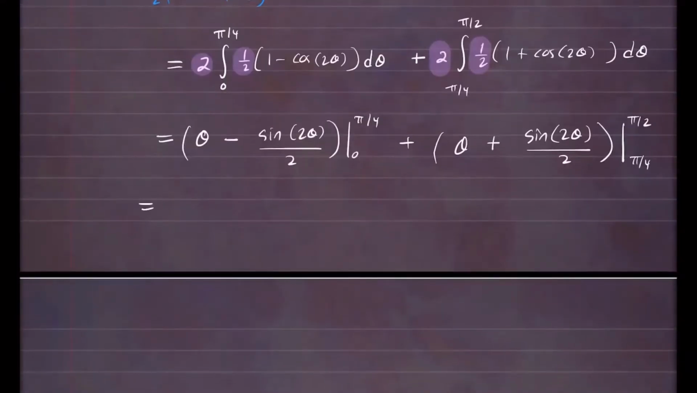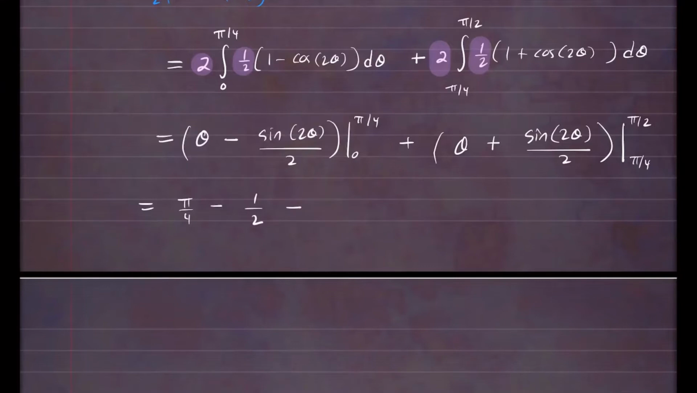So for the first group, we have pi over 4 minus sine of 2 times pi over 4. That's going to be a sine of pi over 2. Sine of pi over 2 is 1. So this is 1/2. Plus, now let's plug in the lower limit of integration. When you plug in 0 into both of these, they're going to disappear. So this is minus 0.